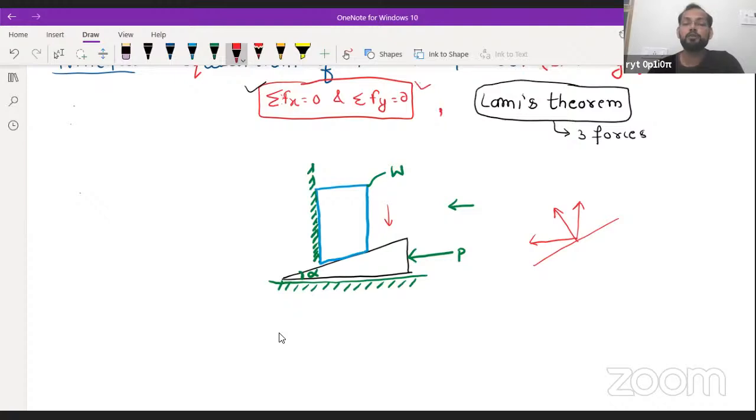corresponding to that force, this body will move upward, and corresponding to this force, this body will try to move in the leftward direction. But what is happening here? On the leftward side there is a wall, which means it is restricted from moving leftward, so the body will move only in the upward direction. That means this direction is incorrect, so the body is moving in the upward direction. Is there any doubt?